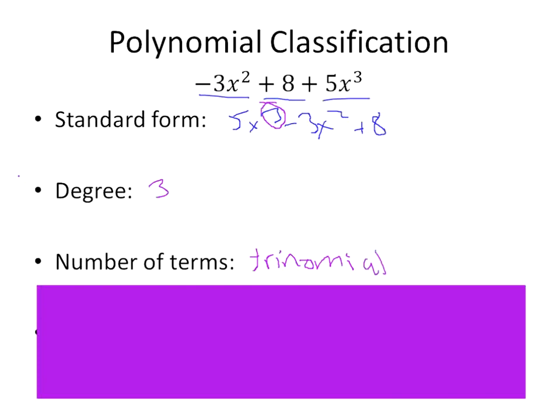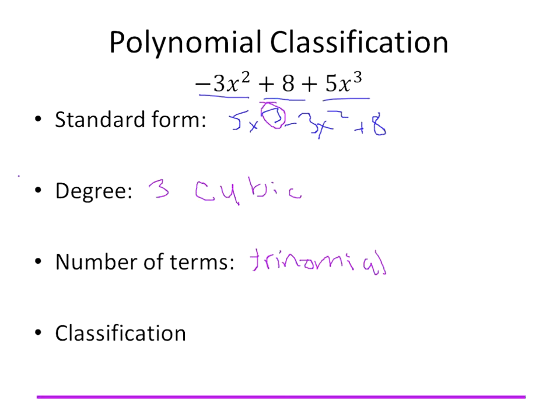This degree of 3, because of the way it's written, also tells me this is a cubic polynomial, which tells me something about the graph that I'm going to be graphing if I do a cubic graph of that. So if I'm going to classify the whole thing, I would write cubic trinomial.